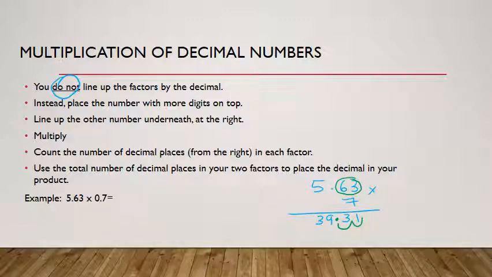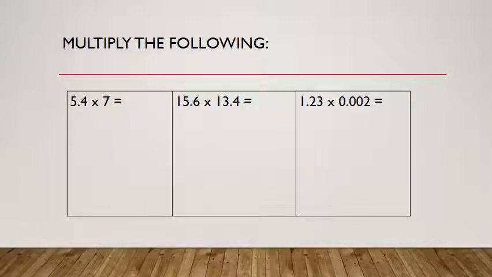Okay, and now let us do this 5.4 times 7. So as I told you, it's not important to place the point under each other. 7 times 4 is 28, 7 times 5 is 35, plus 2 is 37. And the point, because I have only one digit, so it's 37.8.